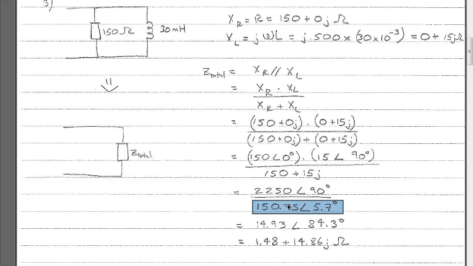The reason I converted this to polar form is when we're doing division, polar form is the best one to work in. So for polar division, we want to divide the magnitudes and subtract the bottom angle from the top angle. That's what I've done here, and it gives me an answer of 14.93 at an angle of 84.3 degrees. That's the first bit, and that's the polar form. The final answer in rectangular form, just to convert this number on your calculator, is 1.48 plus 14.86j ohms. That's the final answer.